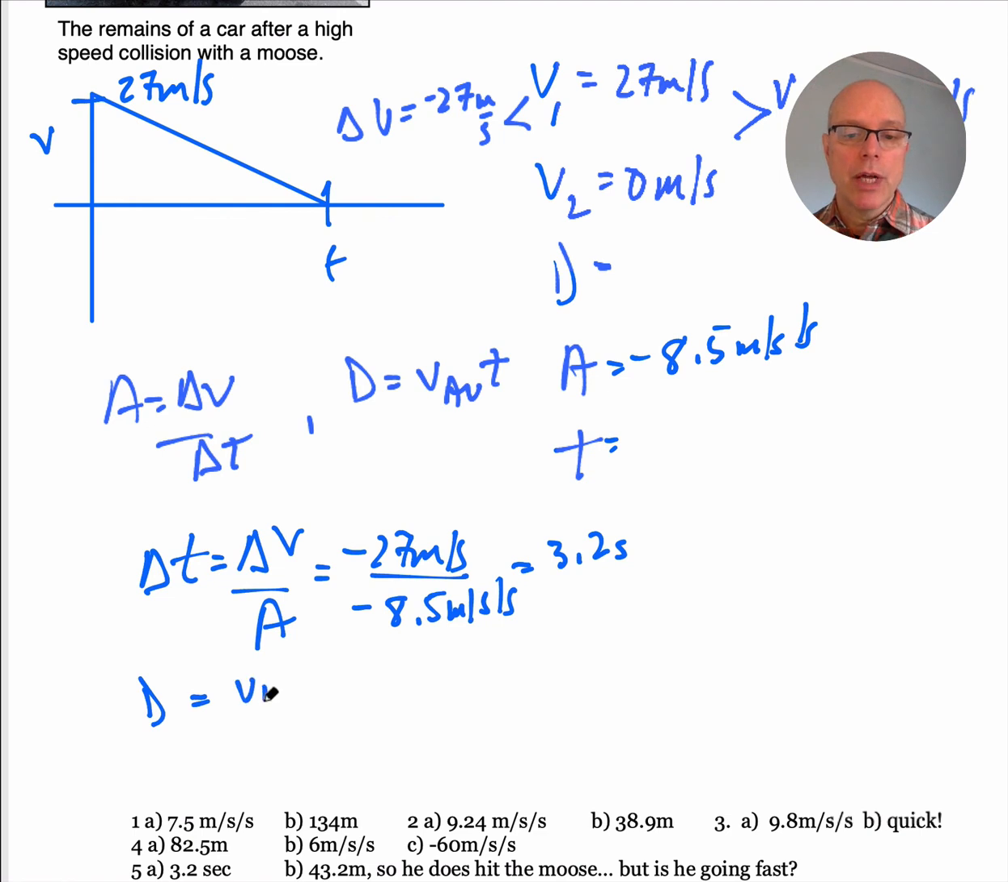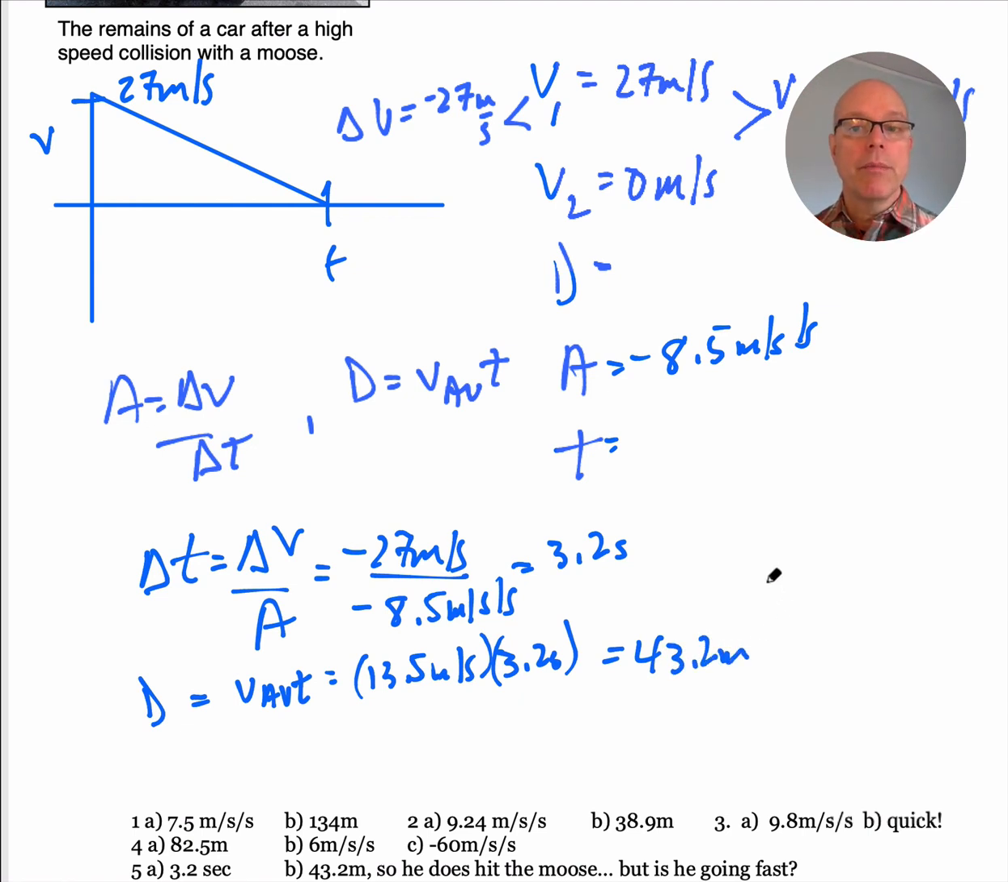So D equals V average times T, and I plug in V average 13.5 meters per second and time 3.2 seconds. I multiply those two things together, and I get 43.2 meters. And here's the critical thinking piece. 40 meters would have been wrong if I had used it, because 40 meters is really the whole point of the question. Does he stop in 40 meters or doesn't he? The moose is just standing there 40 meters away. And if the car travels 43.2 meters, then he traveled a little farther than the distance he had.